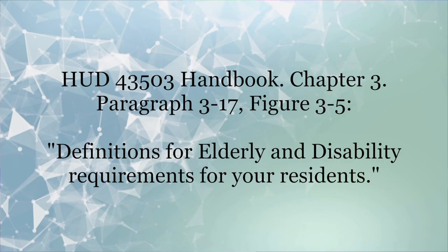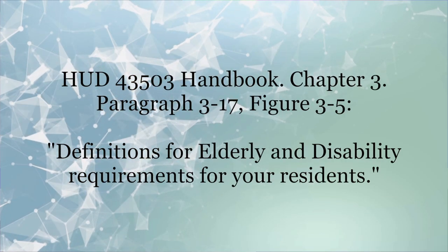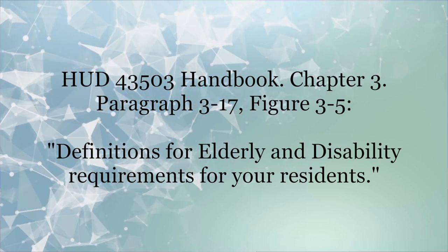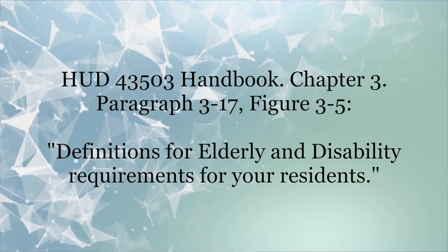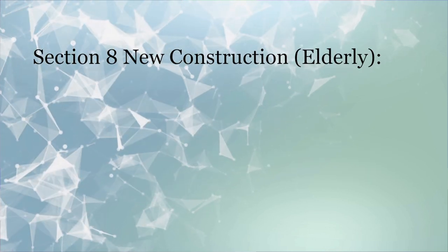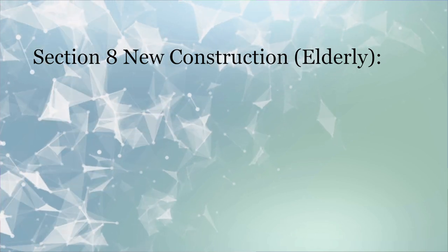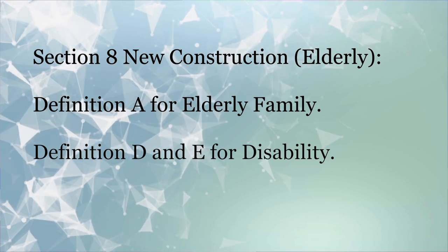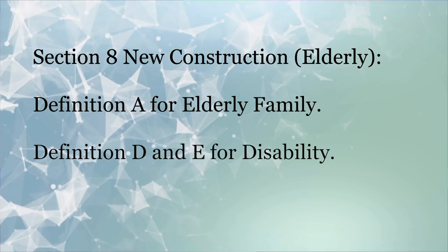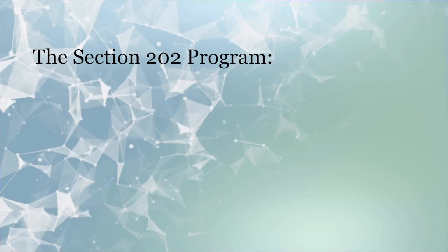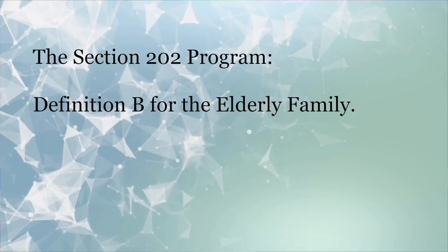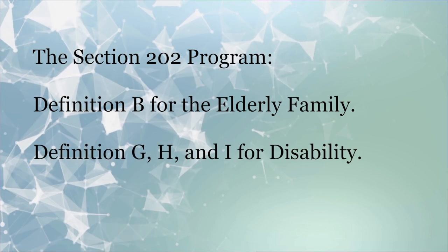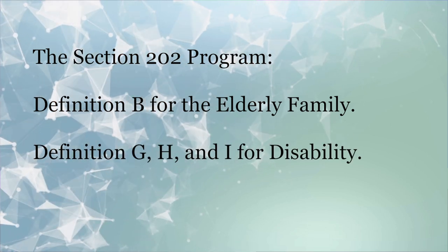In Chapter 3 of the 4350 Handbook, Paragraph 3-17, you will find the definition of elderly and disability requirements for your residence according to the program type. Section 8 construction designed for elderly uses definition A for the elderly family and definitions D and E for the definition of disability. Whereas the Section 202 program uses definition B for the elderly and definitions G, H, and I for the disability definition.